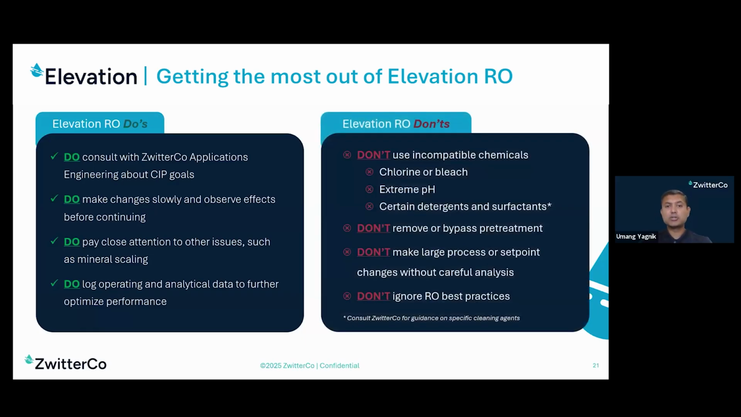Switching to some of the things that you should take care of or avoid. Please don't use chemicals like chlorine or bleach, as the underlying membrane is still a polyamide membrane. Respect the pH limits, and please consult with us before selecting a detergent or a surfactant. We do not recommend to remove or bypass any existing pre-treatment or make any large process or set point changes without consulting with us.